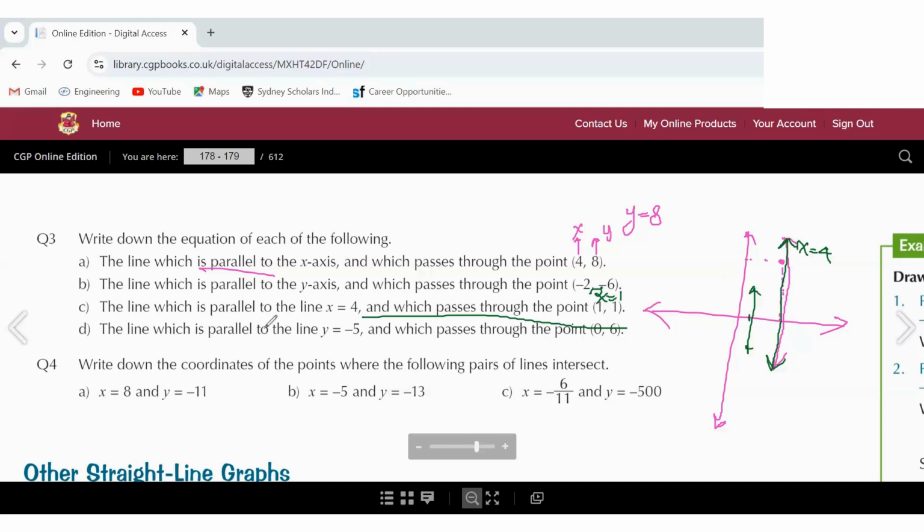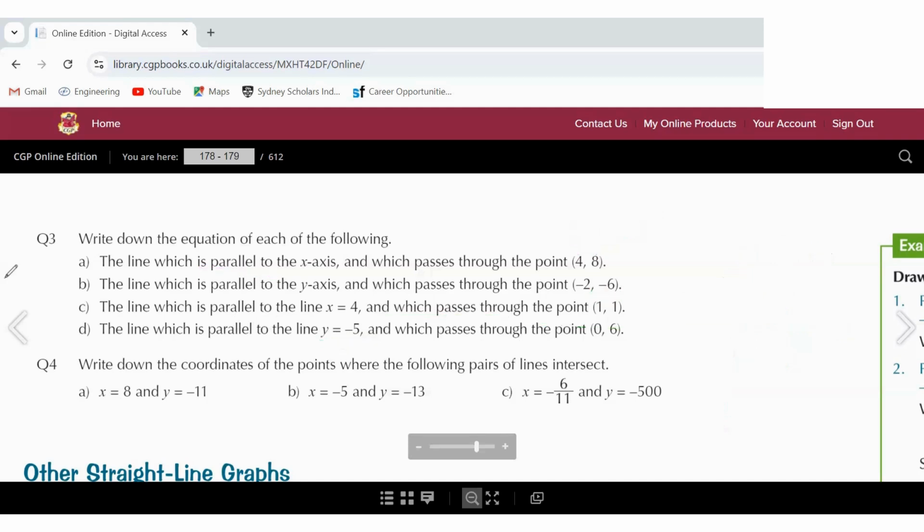Next one. The line which is parallel to the line y equals -5. Then it should be on y somewhere. Correct. Perfect. The equation is y equals 6. That's it. Perfect. Very good. Okay, got it? Now, I want you to try this one.